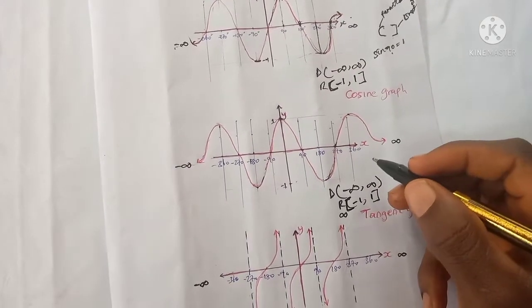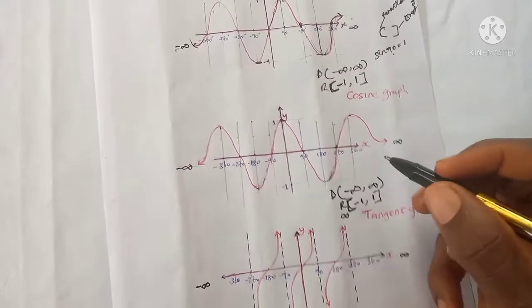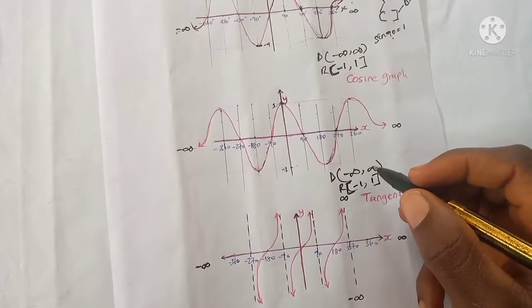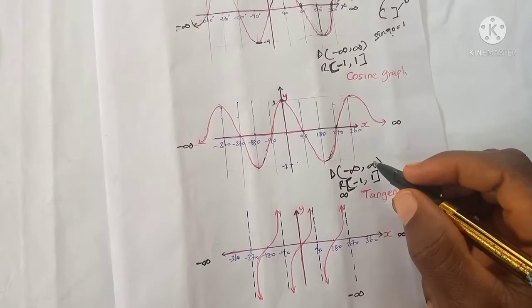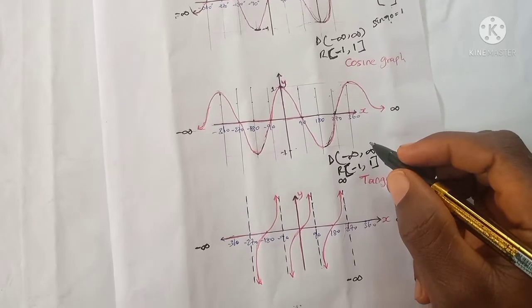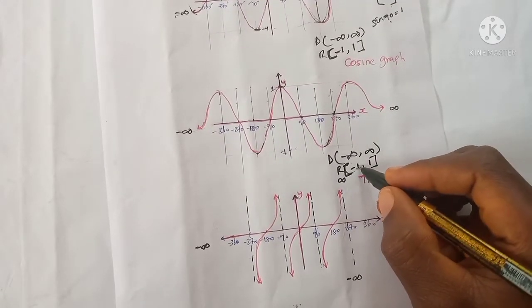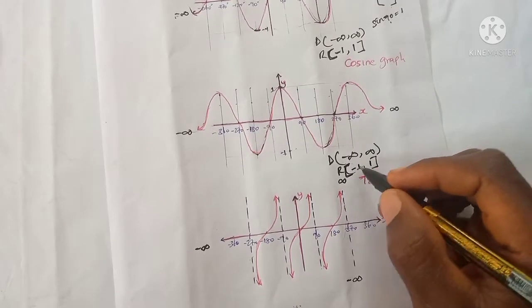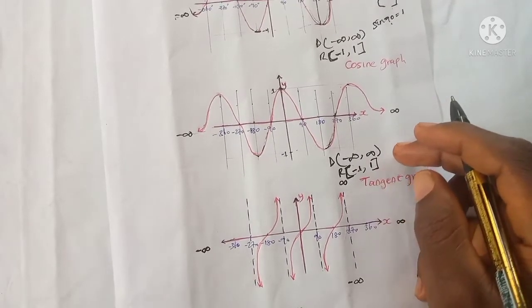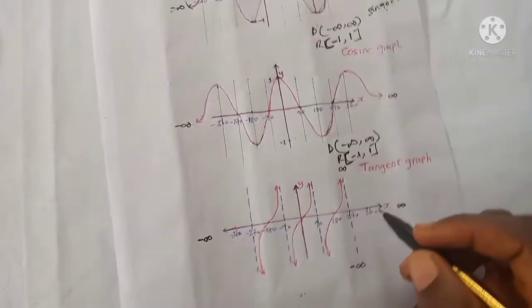That's how to find the domain and range of cos theta. And it also shows that for any value of theta that you plug into cos theta, you are going to get values from -1 to 1. You can't get anything outside these values.